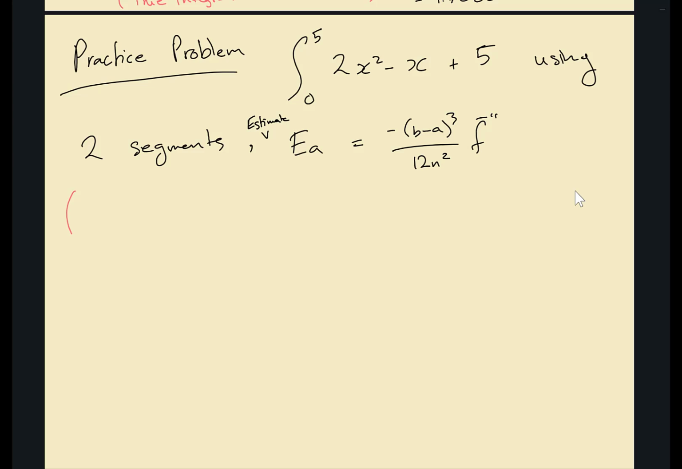So you should get the integral equals 106.25. EA is going to equal negative 10.417. And then for the estimated true value, you should get 95.83. All right. Any questions?